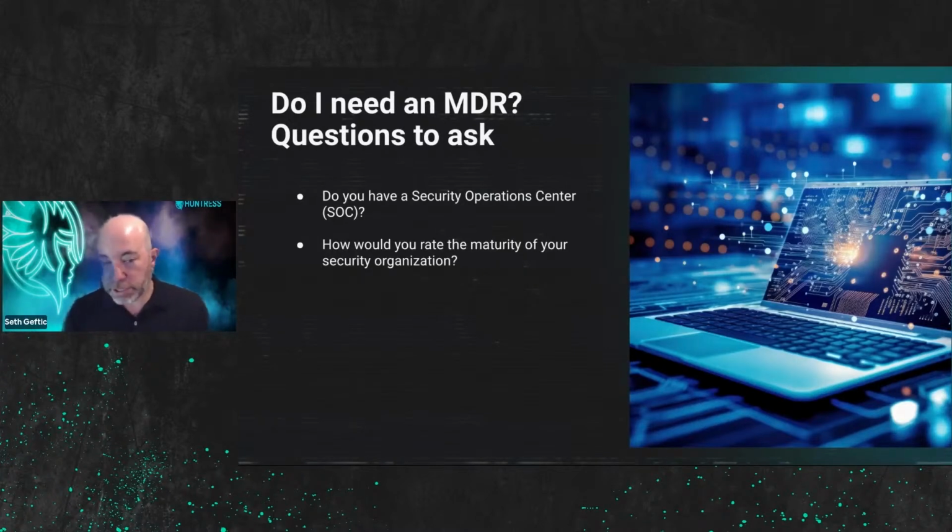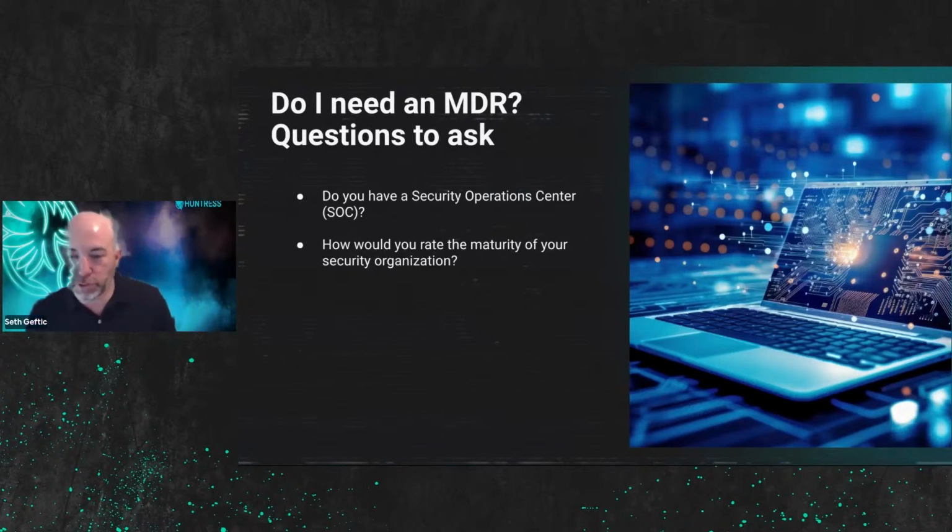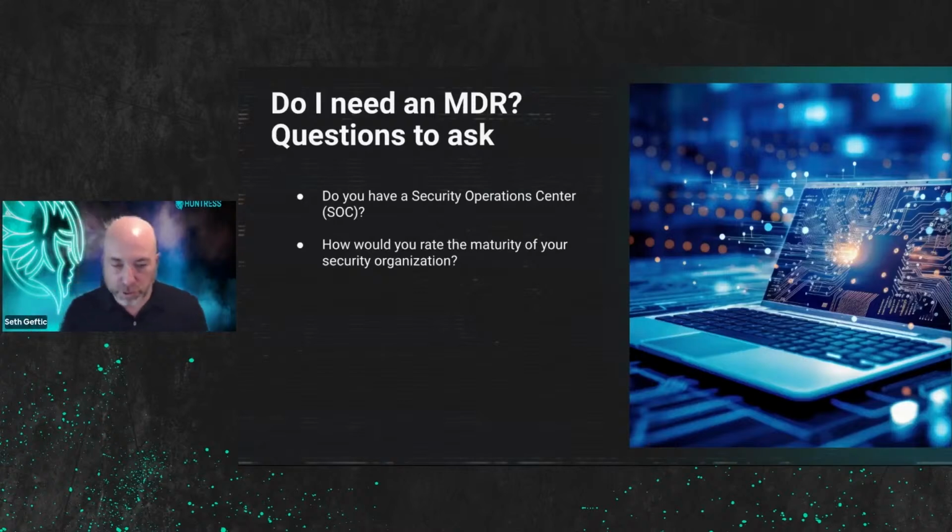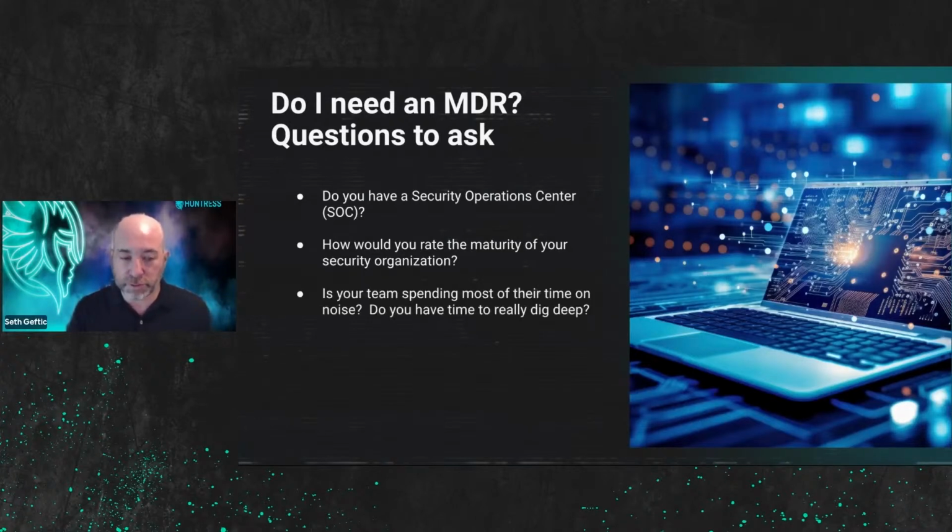And then make an honest assessment of the maturity of your security organization. Do you think you're one of the top 20% of security orgs out there? You know, if you're working for a Fortune 500, like a financial firm or defense industrial base, you probably have a pretty advanced security operations center, a lot of talent, a lot of security maturity within that organization. But most organizations probably don't meet those standards.